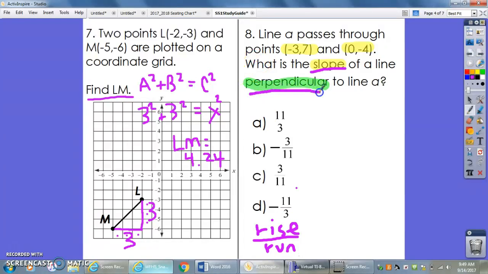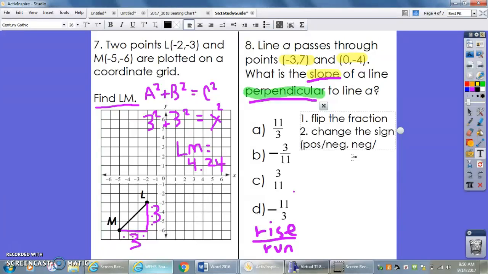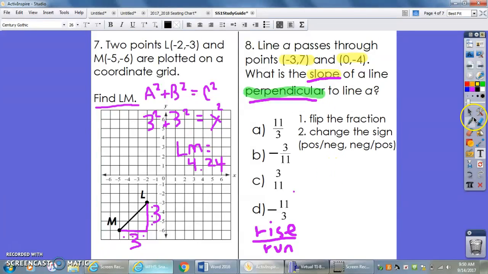Now, perpendicular, okay, we learned that to find the slope of a line perpendicular, there's 2 things we have to do. One, we have to flip the fraction. So slope is written as a fraction, so you'll flip the top and bottom. Then number 2, you're going to have to change the sign. So if it's positive, you go to negative. If it's negative slope, then you're going to change it to a positive slope. It's just the opposite sign. All right, opposite reciprocal is what we put in our notes. So those are the 2 steps.